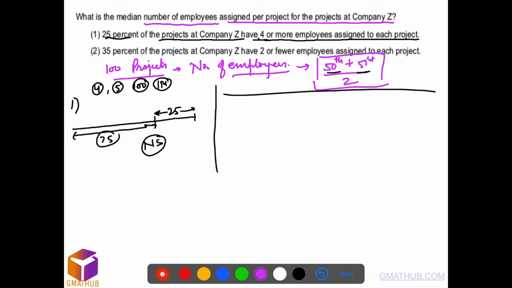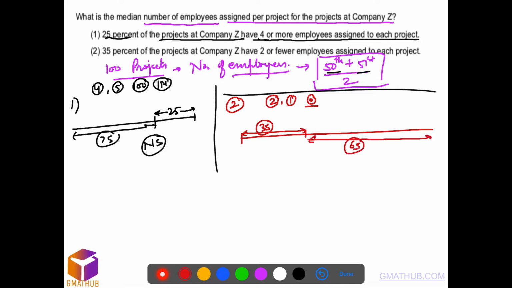Second, 35% of the projects of company Z have 2 or fewer employees. So if we have 2 employees, it will be part of this. If we have 1 employee, it will be part of these 35 projects. If we have 0 employees, this again will be part of these 35 projects. So these 35, in ascending order of the number of employees, will be the first 35. There can't be anything to the left of them. Even if something has 0 employees, it will still be part of these 35 projects. Again, we don't know what happens to the remaining 65. We don't know what the 50th and 51st are, so this alone is not sufficient.